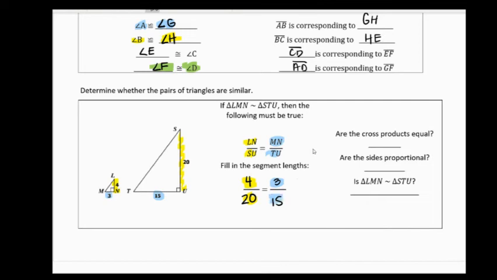We're just pulling them right off the picture and plugging them into our proportion. If these shapes are similar, then this proportion will be true. In order to check the proportion, we can check that the cross products are equal. So we'll take 20 times 3 and 4 times 15. 20 times 3 is 60, and 4 times 15 is also 60. Since their cross products are equal, we can say that those sides are proportional. Therefore, these two triangles are similar.